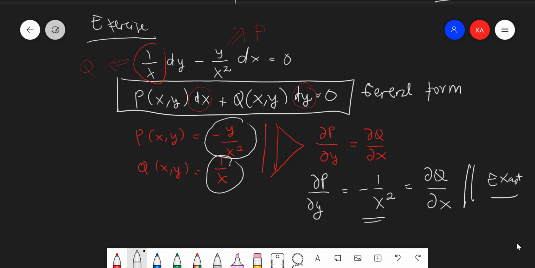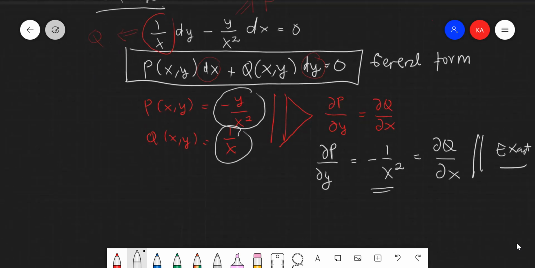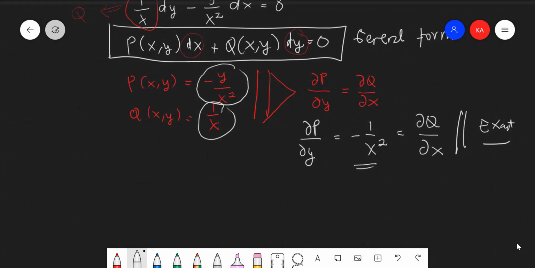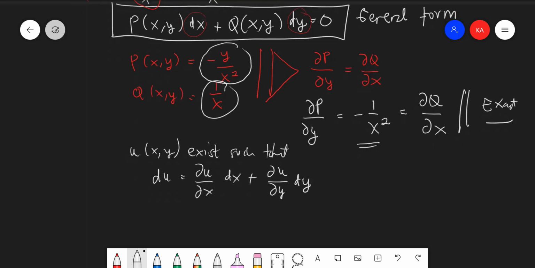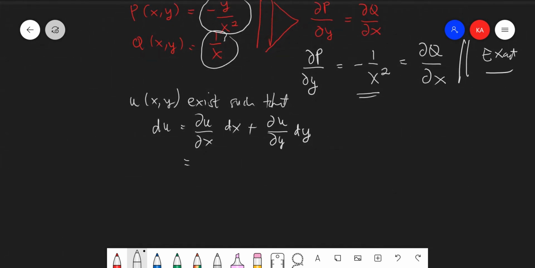Okay, since this is exact, the equation has a function u(x, y) such that du is equivalent to ∂u/∂x dx plus ∂u/∂y dy. So this is P dx plus Q dy.